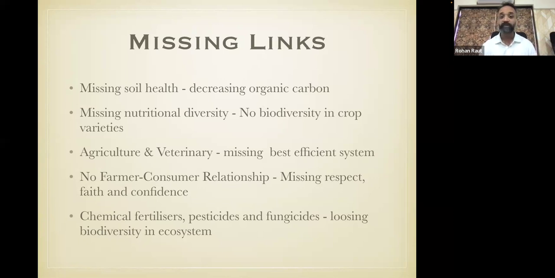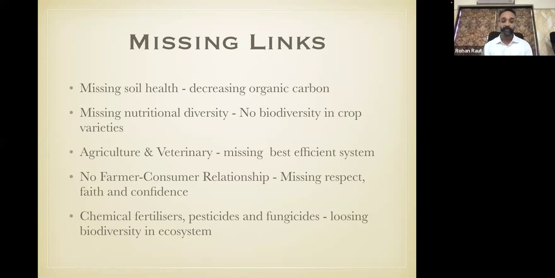There is no farmer and consumer relationship. The urban crowd doesn't have it. I don't think they have respect; very few people may have it, but farming is considered a very low profile job in today's world. They have lost it. Because of that, there is a faith and confidence issue in the farmer and consumer relationship. The farmer is not taking care while spraying his crop, thinking about what will happen to the consumer who is eating this okra.